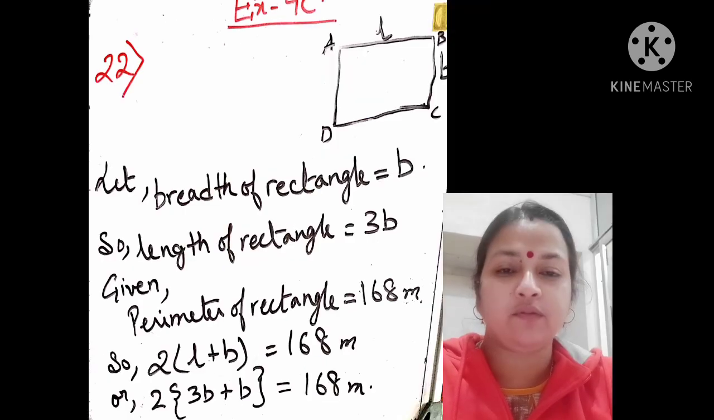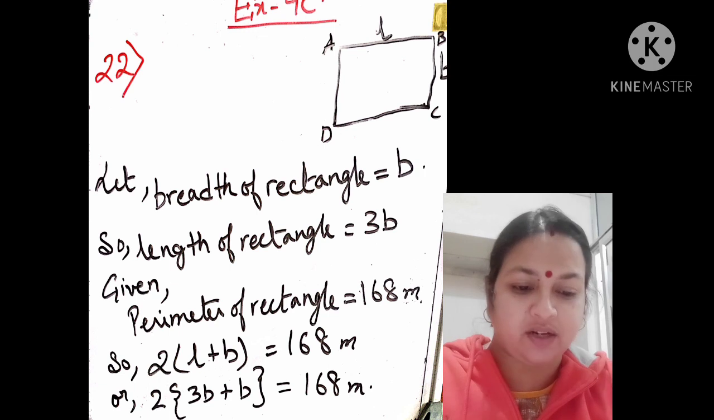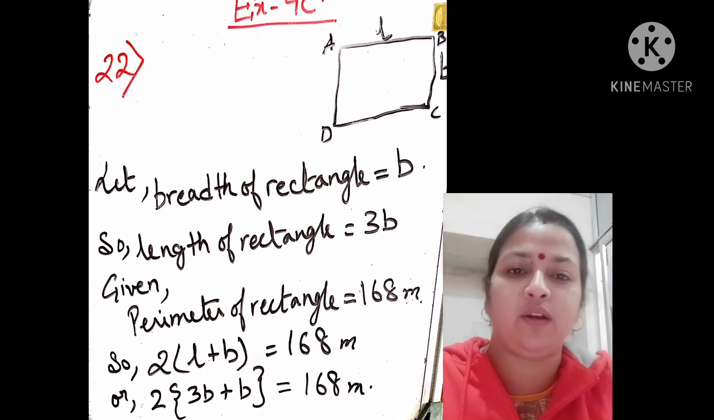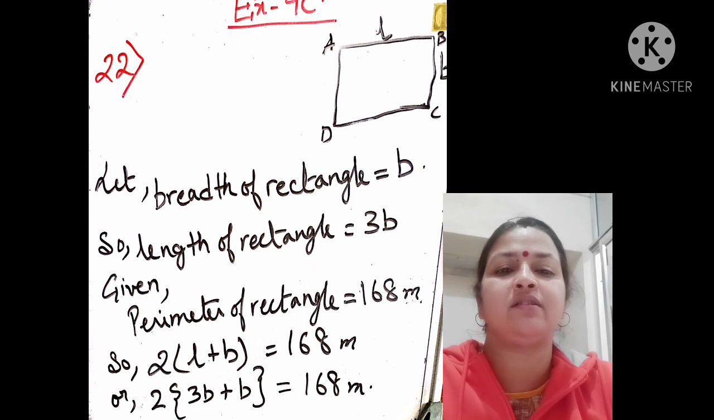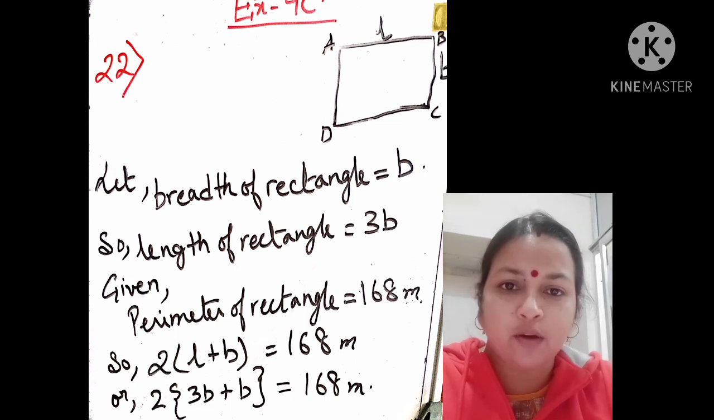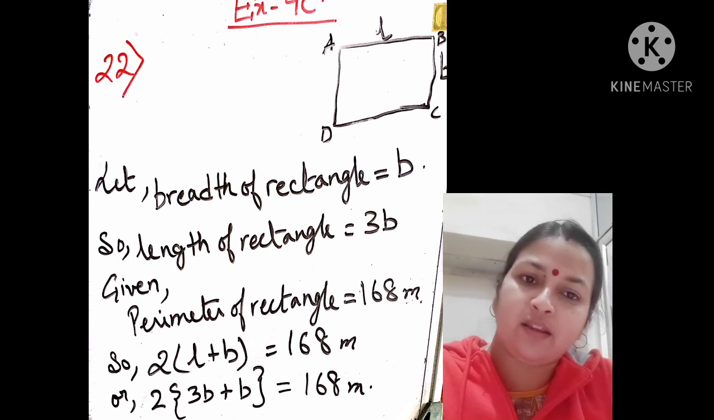Question number 21, you will try it yourself. Come to question number 22. The length of the rectangular park is thrice its breadth. If the perimeter of the park is 168 meter, find the dimensions. So we have to calculate the length and the breadth. I hope you remember what perimeter is. Perimeter is the sum of the lengths of the boundary. And if it is a rectangle, what is the formula? The formula for the perimeter of a rectangle is 2 into (length plus breadth).